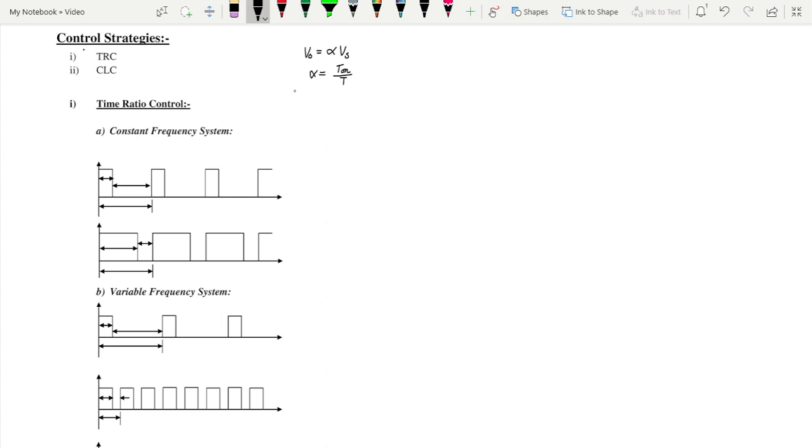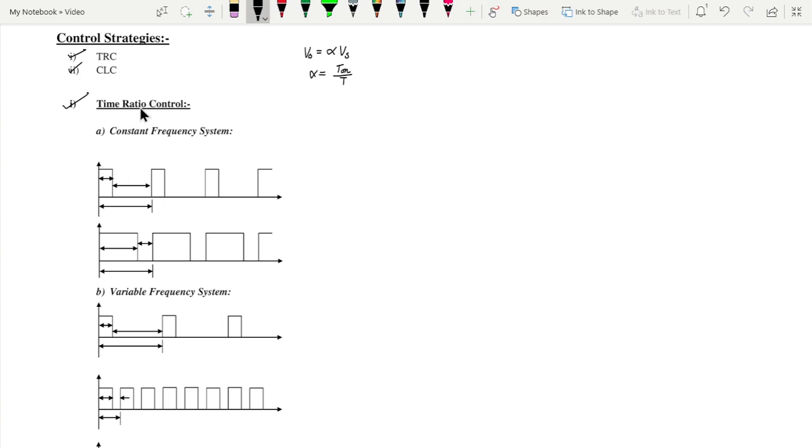So here there are two control strategies. One is called TRC and another is called CLC. TRC full form is time ratio control. CLC is current limit control. I will discuss that in the next lecture. Here the name is time ratio control. That means here this ratio will be in between two times. So from the name it is very clear that by changing this ratio we control the value of alpha.